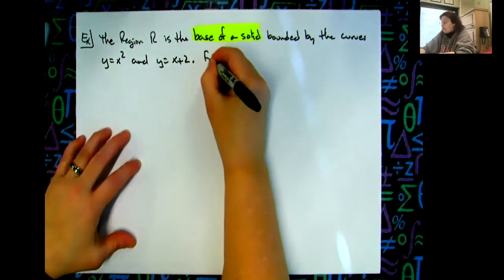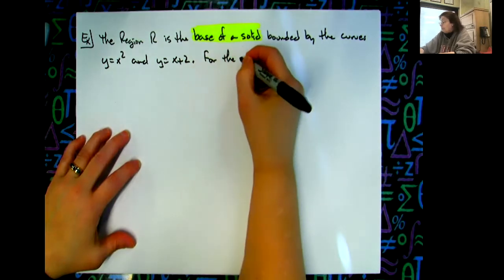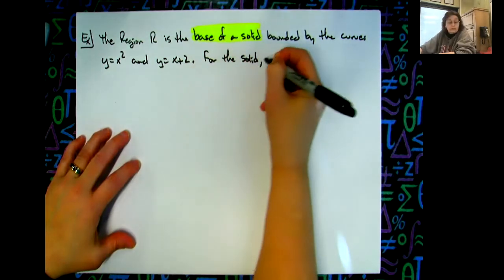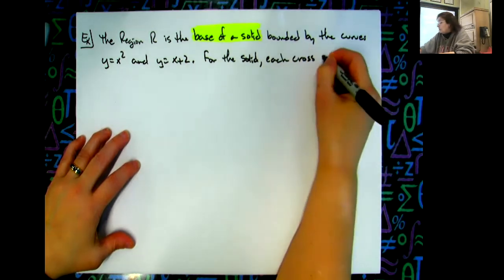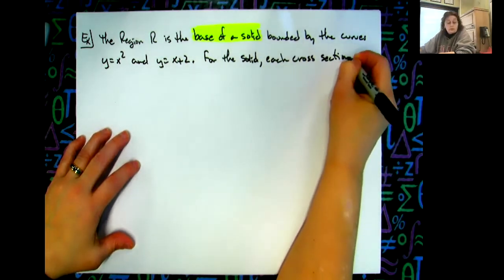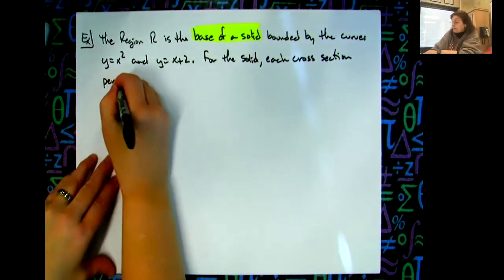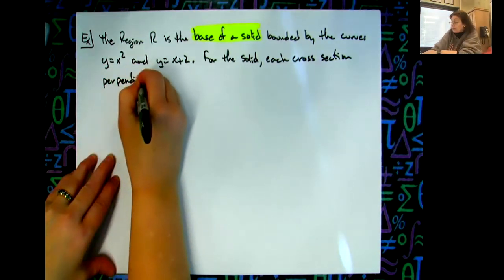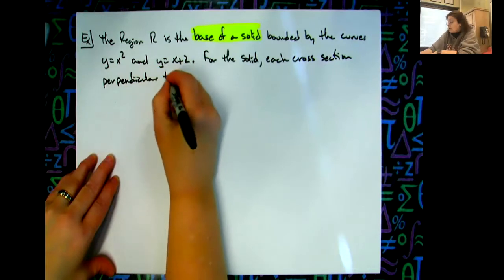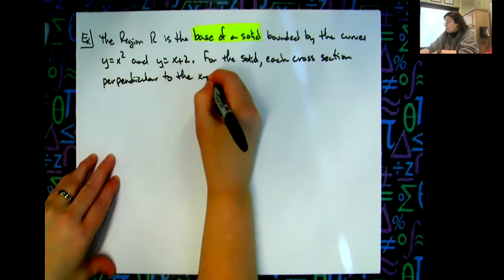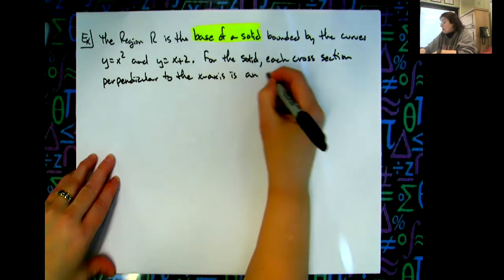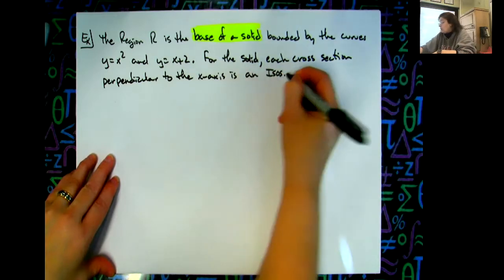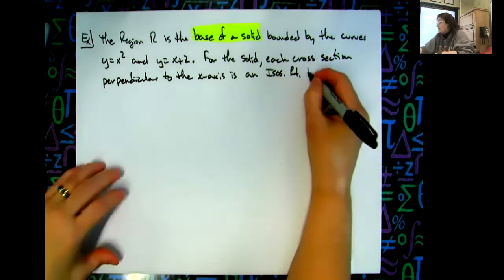For the solid, each cross section perpendicular to the x-axis is an isosceles right triangle. I'm going to abbreviate here.